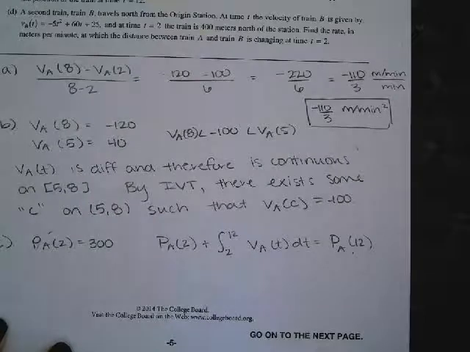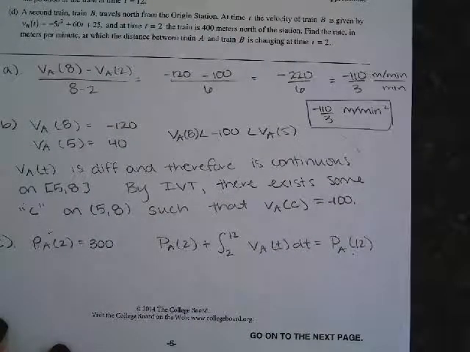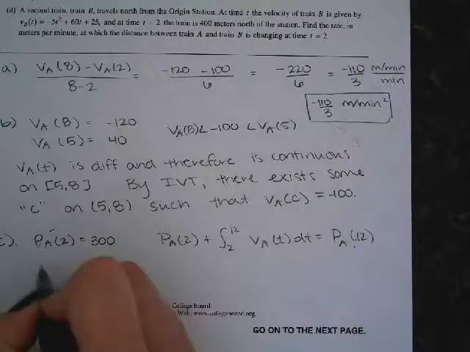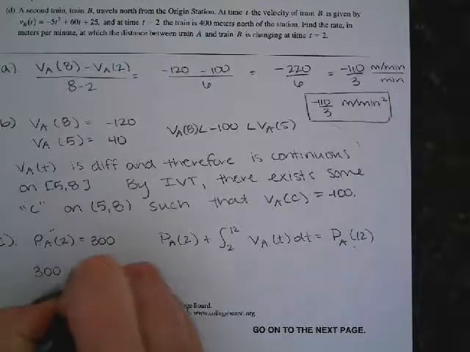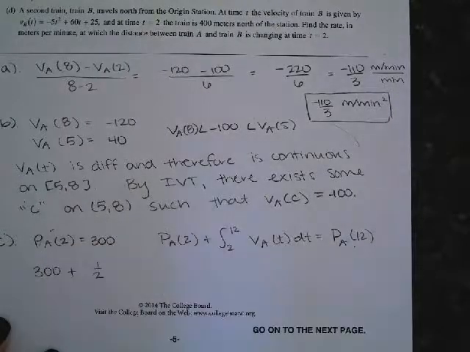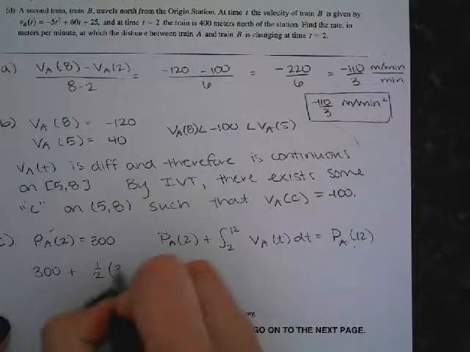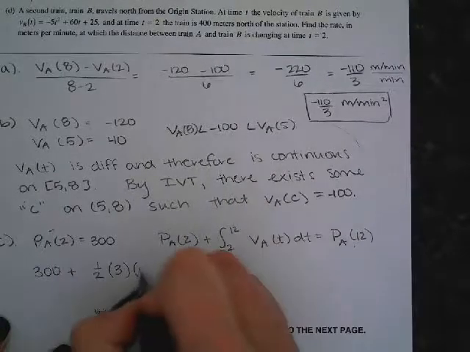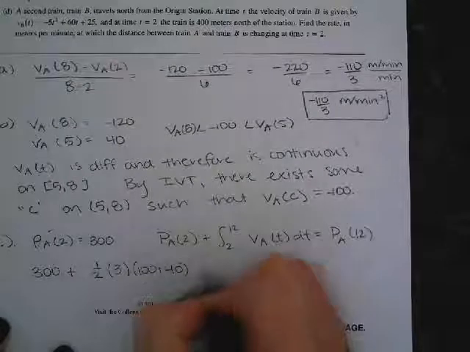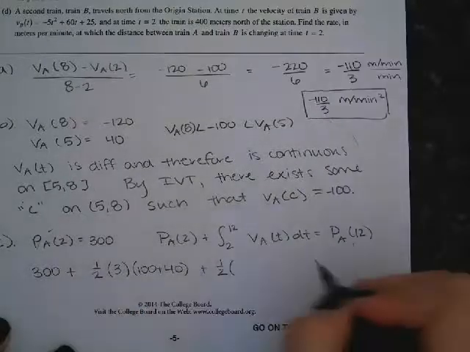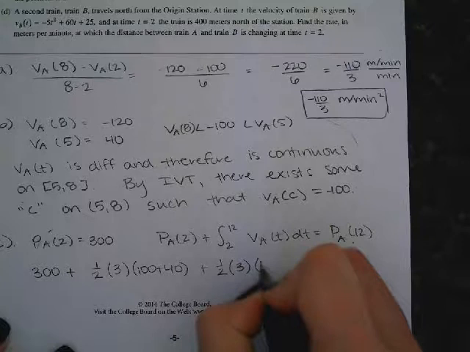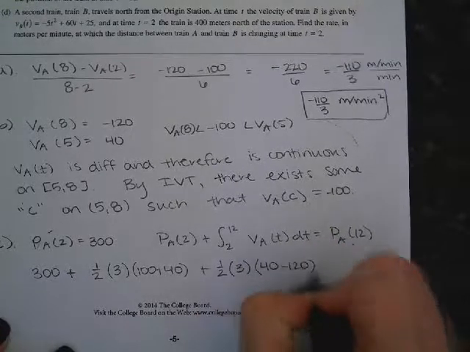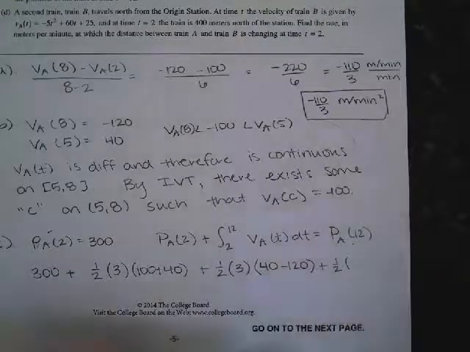Okay. And then they say to use the trapezoidal sum with 3 subintervals. So the position at 2 is 300 plus 1/2. 3 subintervals going from 2 to 12. So the first subinterval goes from 2 to 5, and that would be 300 plus 40. Then from 5 to 8. Then from 8 to 12.